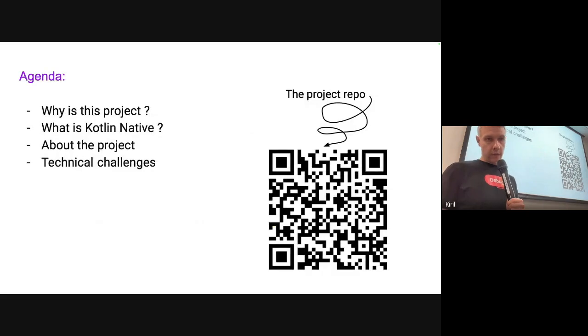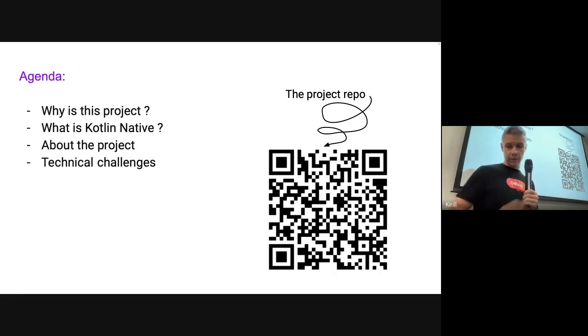Next one. That's the agenda. This is the project repo. If you grab and scan it, you can see the GitHub repo with all the file explanations, and the documentation is almost there. You can follow along when I discuss it. So the agenda is: why this project, why I actually made it, what is Kotlin Native, and about the project, technical challenges. There are a few of them, and now, let's move on.